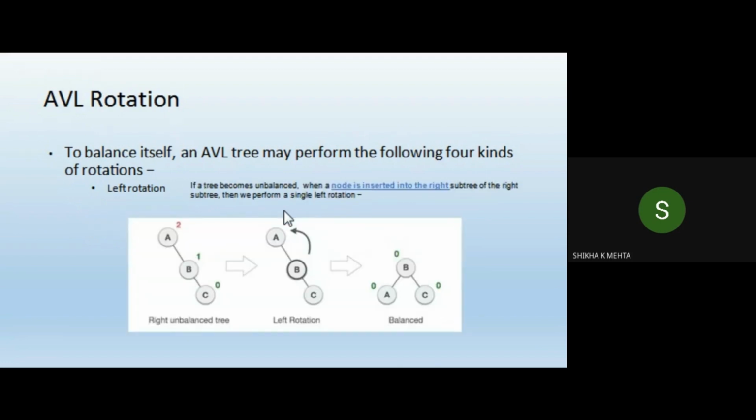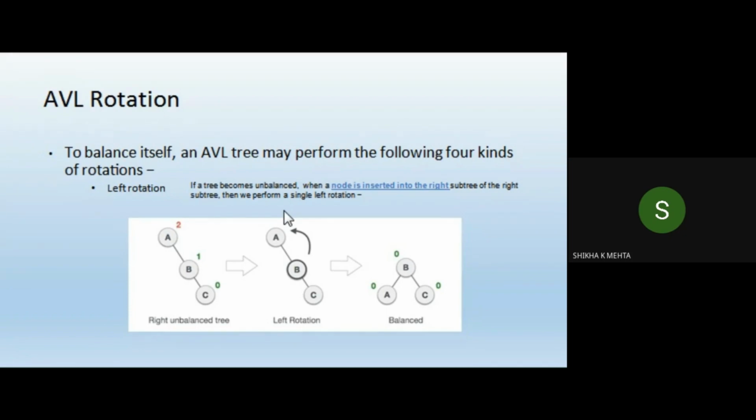So here you can say the first rotation, that is the left. Whenever you're doing some operation, you can check when a node is inserted into the right subtree of the right subtree. So it becomes easy for you. Whenever you are doing some addition or deletion, you check where this operation was performed, whether it was performed into the right subtree of the right subtree.